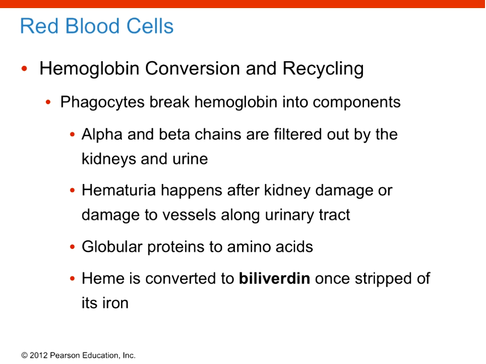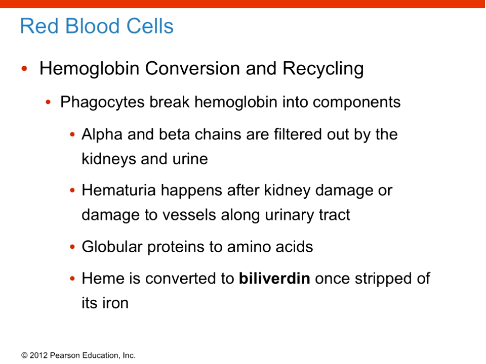And remember, hemoglobin has those 4 chains, 2 alpha and 2 beta. The alpha and the beta chains are then going to be filtered out by the kidneys and the urine. So the other parts that were broken down by the phagocyte that it doesn't really need, those will go out of your body and will be considered waste. However, a nice healthy set of kidneys, the alpha and beta chains are filtered out.